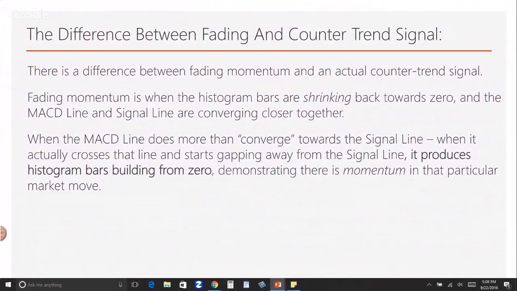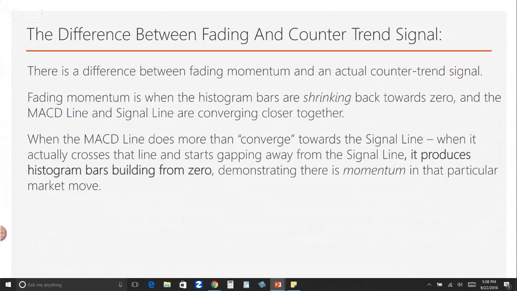All right, so the difference between fading and a countertrend tick signal. This is a really important distinction. There is a difference between fading momentum that's just sort of dissipating, just disappearing out of the market, and an actual countertrend signal. Just because the momentum that was pushing the market in a certain direction is slowing down doesn't mean the market's going to instantly turn around. But when the market does turn around, that's a countertrend move that traders want to be alerted to. So I want to make the distinction here.